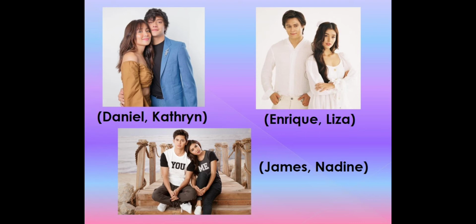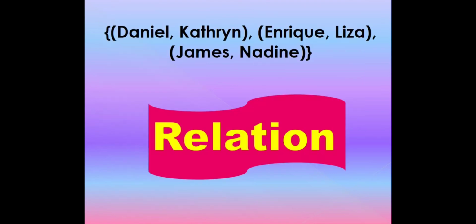So we have now 3 ordered pairs, namely Daniel and Catherine, Enrique and Liza, James and Nadine. So as you can see, they are in the braces and separated by comma. And these are examples of relation. Do you have any question? If yes, comment or chat down below. If none, let's move on.